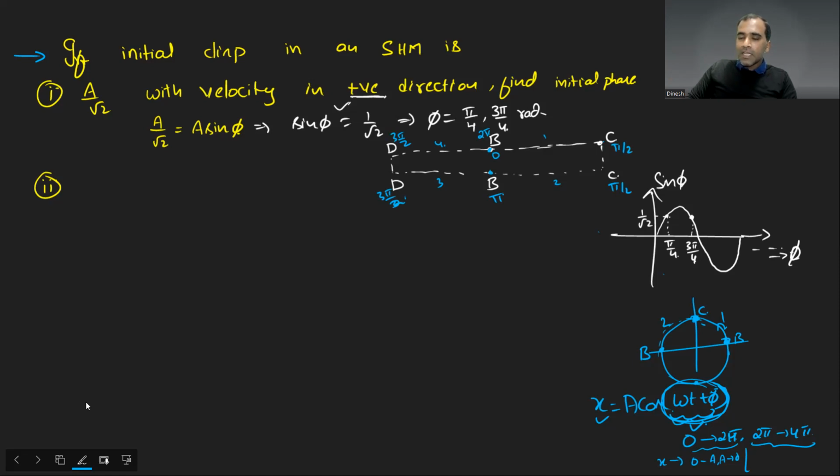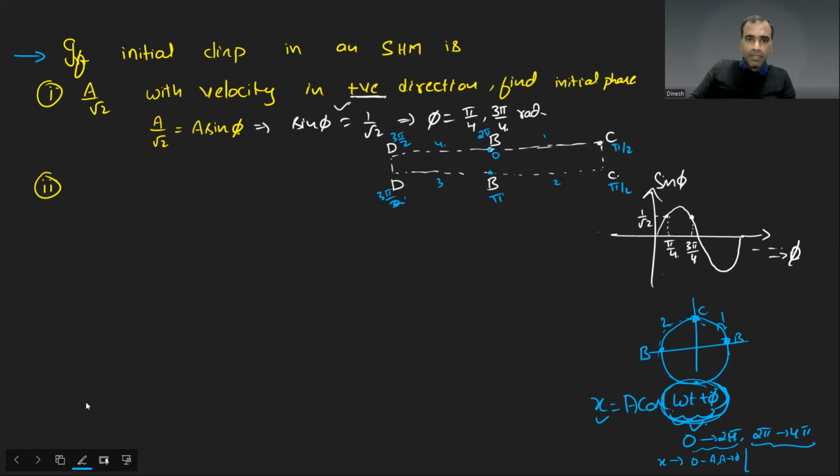Now if you're talking about motion from B to C, the angle will be between 0 to pi by 2. If it is motion from C to B, the angle will be between pi by 2 to pi. If it is motion from B to D, the angle is between pi to 3 pi by 2. And if it is motion from D to D, the angle will be between 3 pi by 2 to 2 pi. Understand the relation between displacement and the phase.